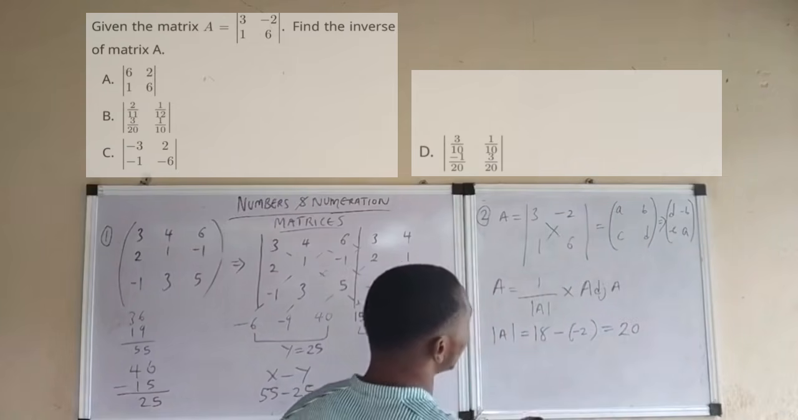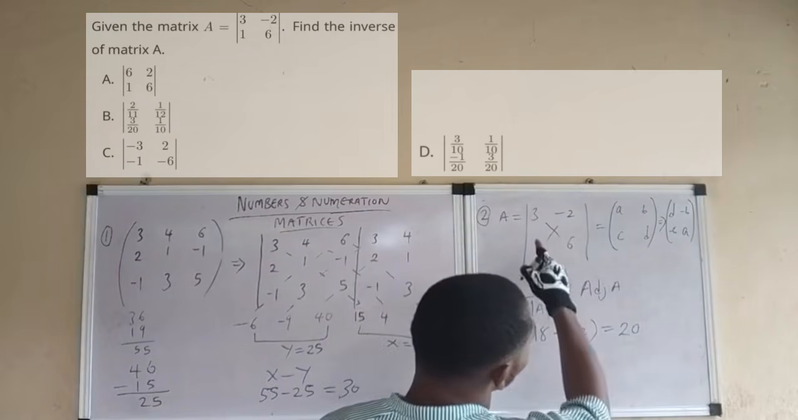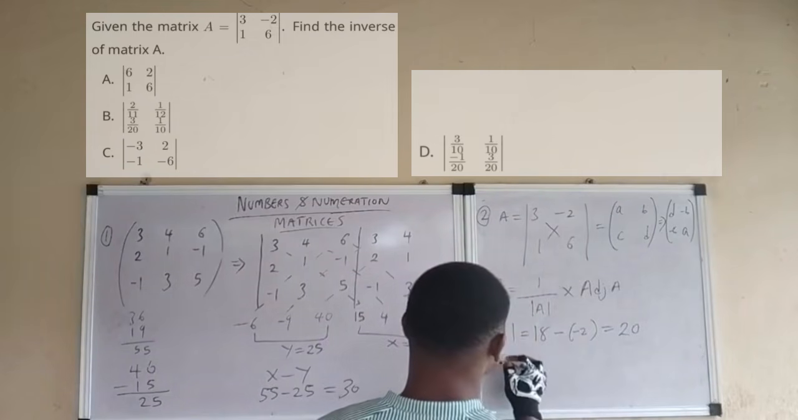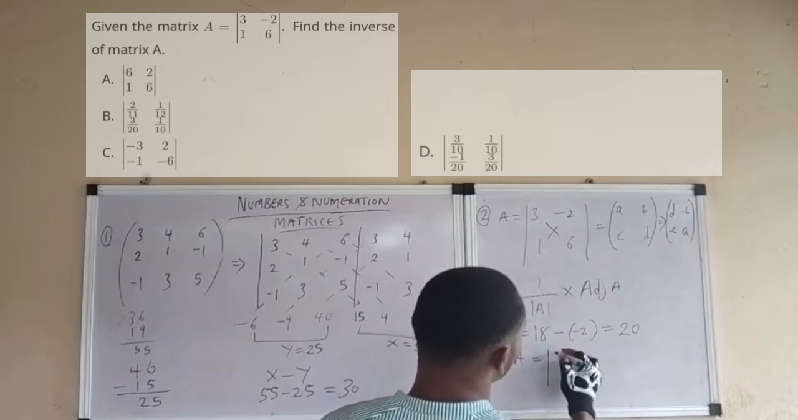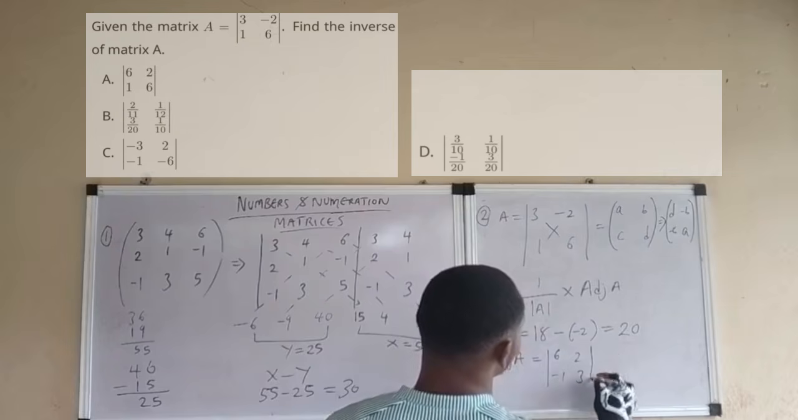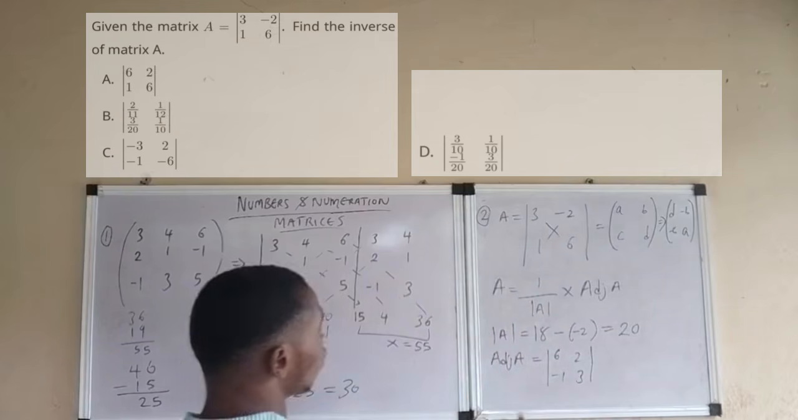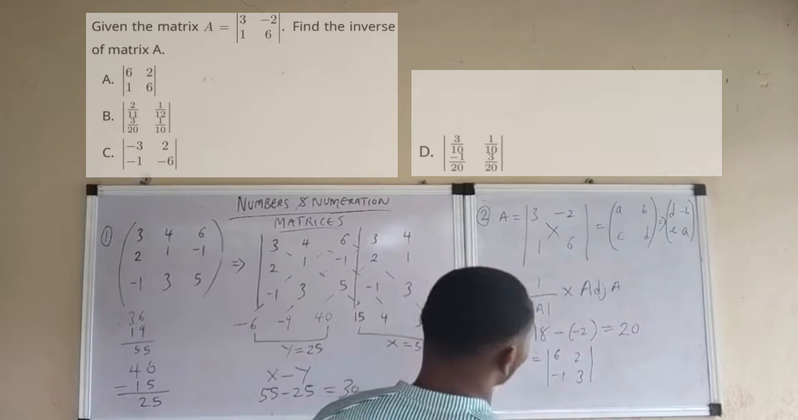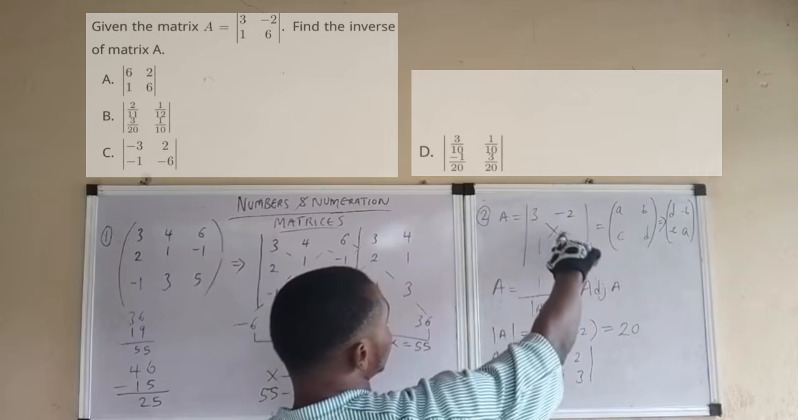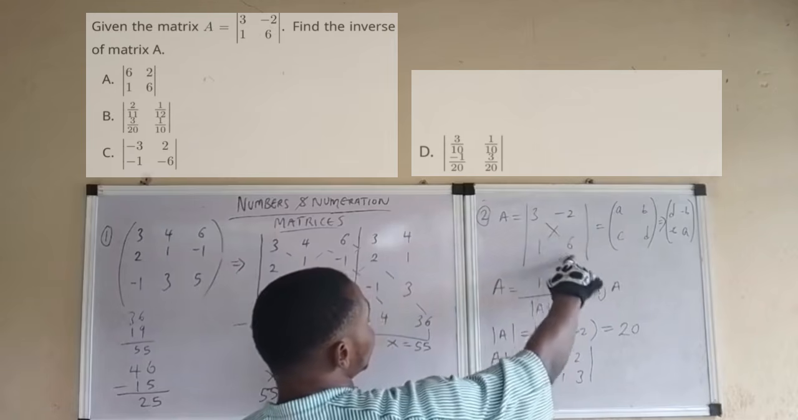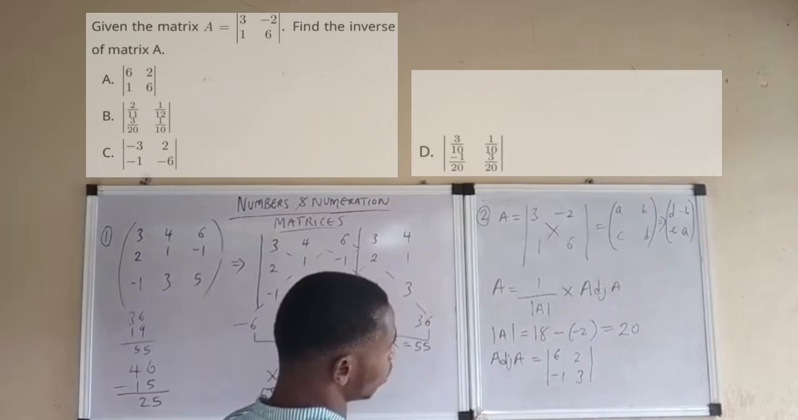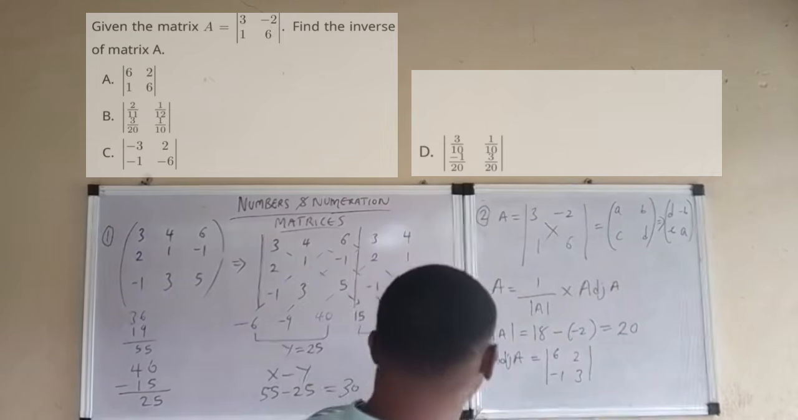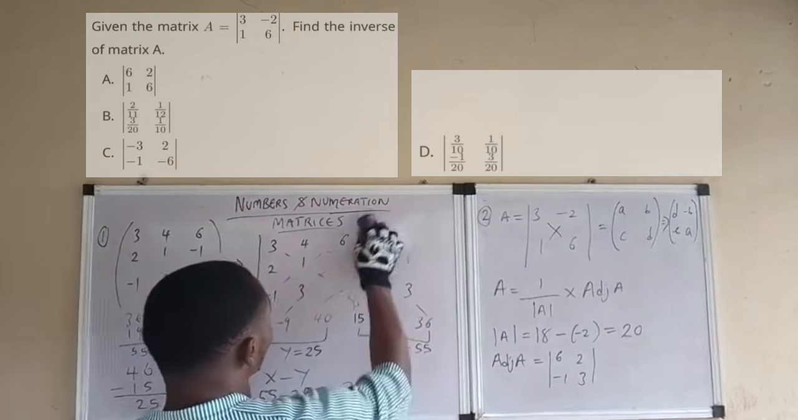Now, how about the adjoint? Our adjoint in this case is going to be 6, minus 2, minus 1, 3. Recall how we got it: we have these two values changing position, then we add a minus sign to these two positions. So that's how we got it. But we are not done with the question. Let's continue from this portion.